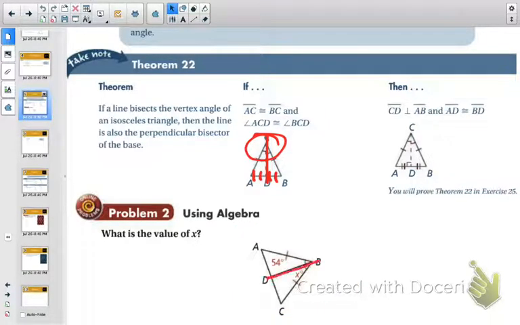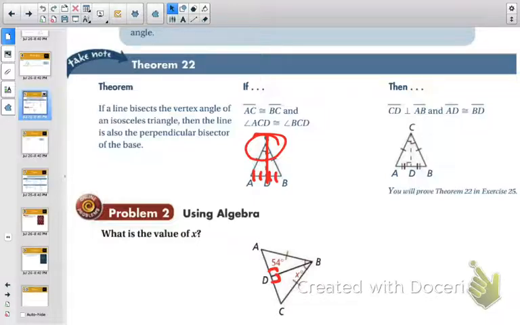So you know that DB cuts angle B in half, and B is your vertex angle, because you can see the two marks there and there. So it cuts it in half, so that tells us that this should be a right angle here. That's a right angle, which means the other adjacent one is also a right angle, since they form a straight line.